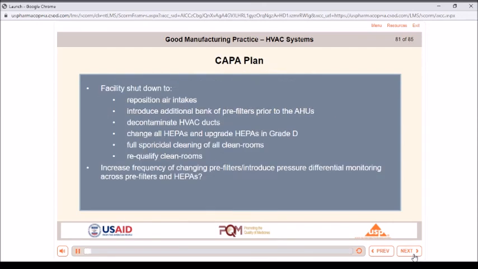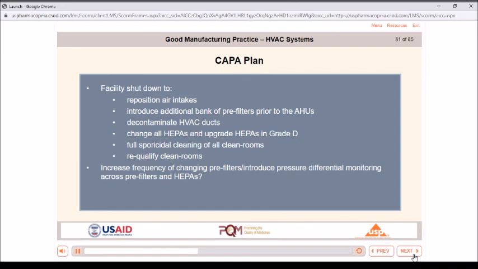CAPA plan. The facility remained shut down in order to carry out a number of corrective and preventive actions. These included a full clean down and a number of changes to the way that the facility was operated and monitored. 1. The air intakes were repositioned in an attempt to reduce the amount of dust drawn into the AHUs. 2. An additional bank of pre-filters was introduced prior to the AHUs to further reduce the amount of dust entering the AHUs and to prolong the life of the filters in the AHUs.